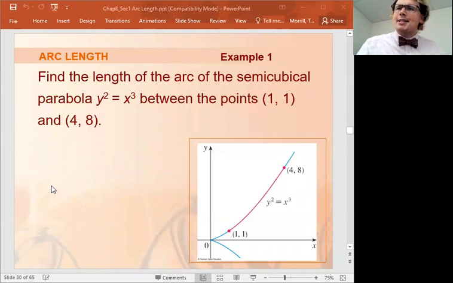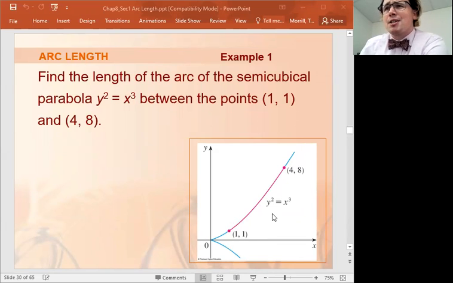Okay, let's calculate. Find the length of the arc of the function, not a function, y squared equals x cubed between the points 1, 1 and 4, 8. Here's my picture. So the entire curve has been drawn in blue. The segment that I care about has been drawn in pink. And already I need implicit differentiation.